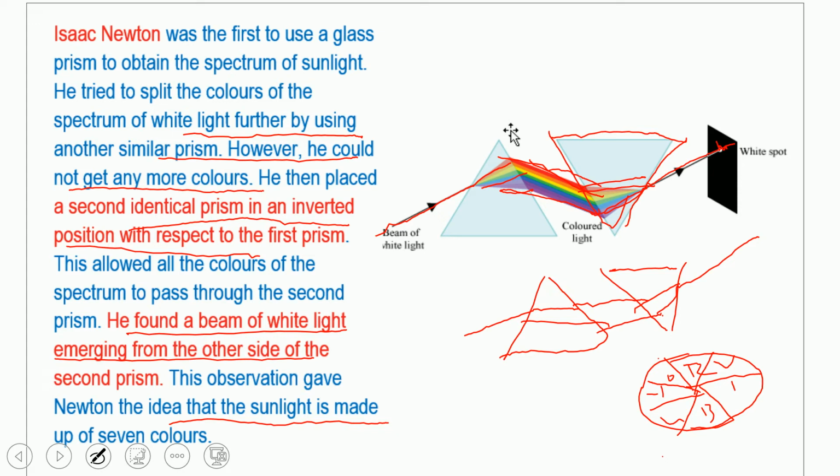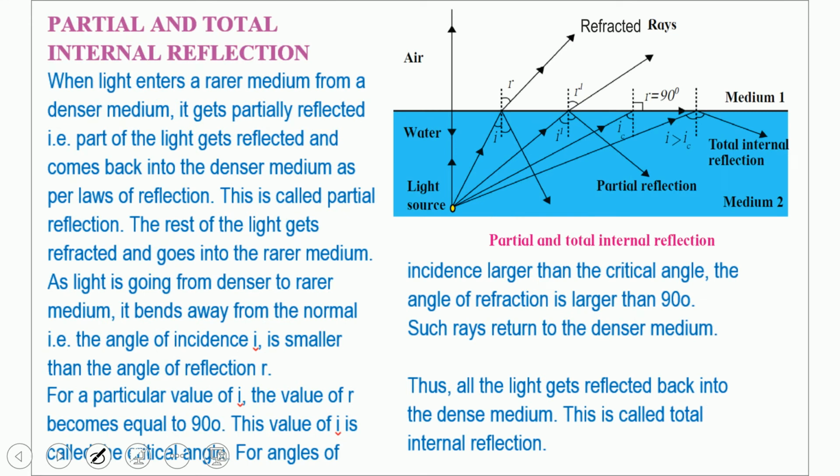Okay, so we will move on to the next topic, partial and total internal reflection. This is also a very important aspect. Now, what is reflection that you already studied? Reflection means that when light falls on an object, it is bent back into the same medium. That is called reflection. So here the reflection is like this. Now here we can say that it is a total reflection. What is partial reflection? Partial reflection means, if you are standing in front of a glass, you can see yourself and at the same time you can see the other side.